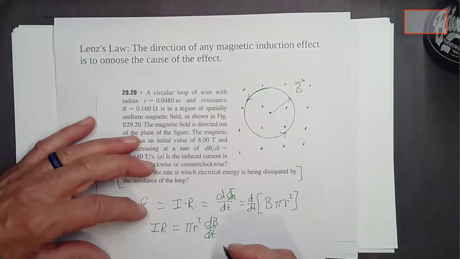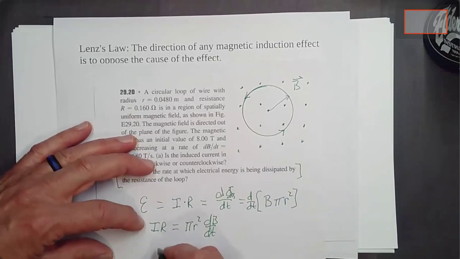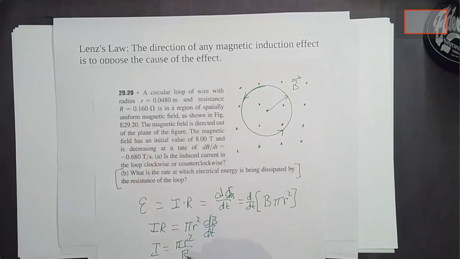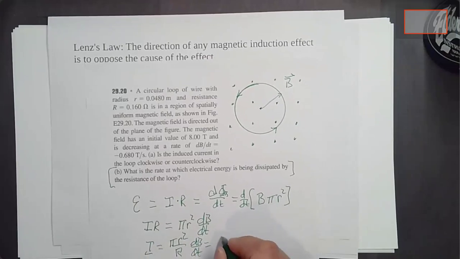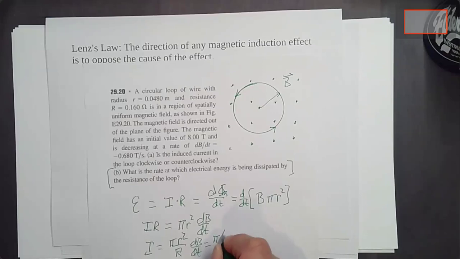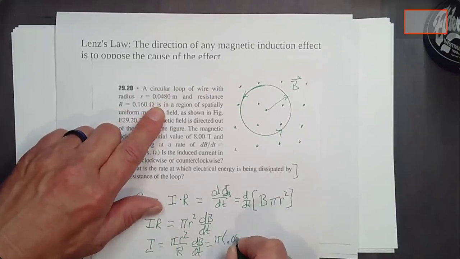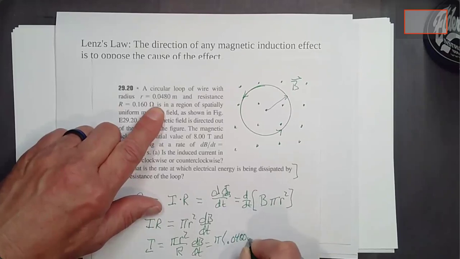And so I can actually solve this for the current. This will be pi r squared over capital R. Capital R is resistance, not a radius. And I can multiply that by the dB/dt. So let's go ahead and see what the numbers come out as. Pi times the radius is 0.0480 meters.